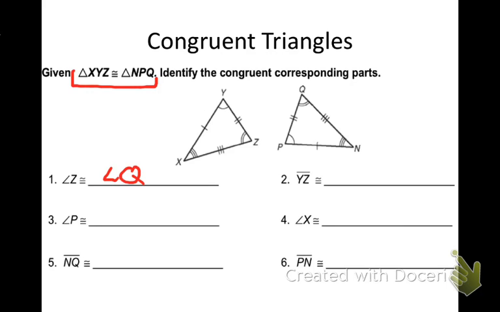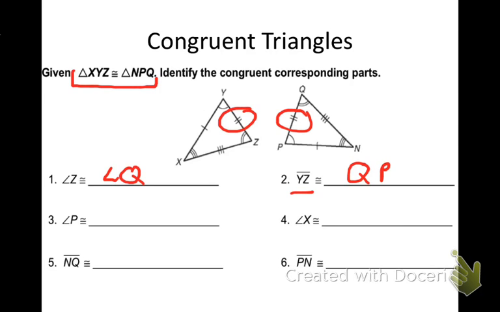Again, look back here, number 2. So I have segment YZ. If YZ has the 2 marks, I'm looking on the other triangle, QP. Well, that is congruent as well.